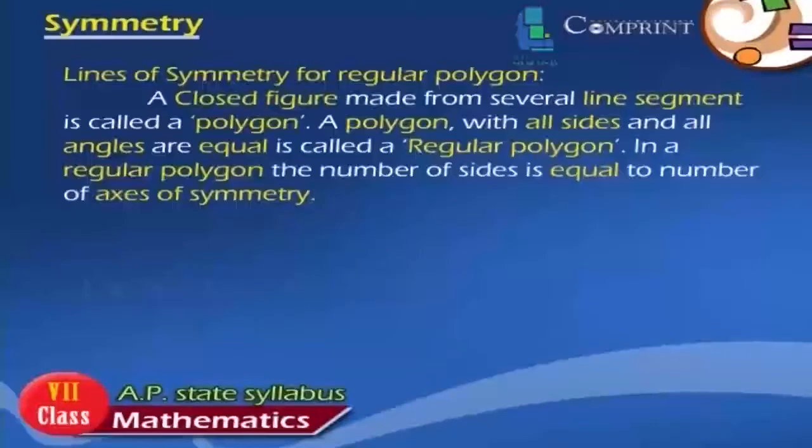Lines of symmetry for regular polygon. A closed figure made from several line segments is called a polygon. A polygon with all sides and all angles equal is called a regular polygon. In a regular polygon, the number of sides is equal to the number of axes of symmetry.